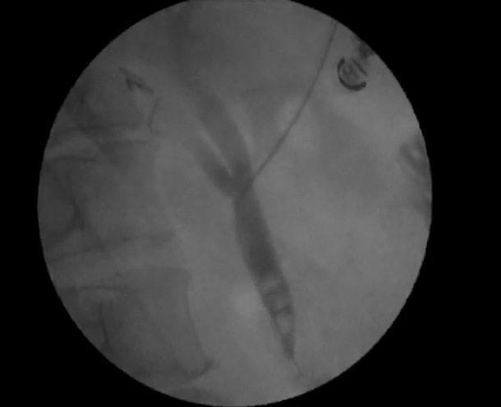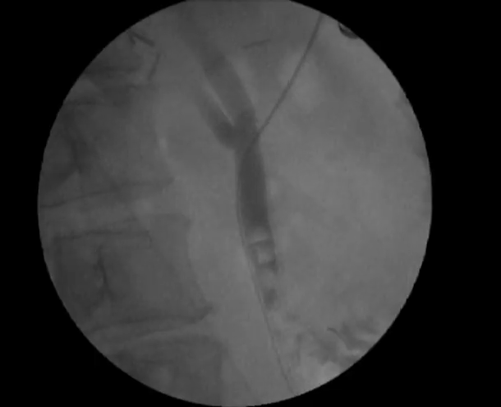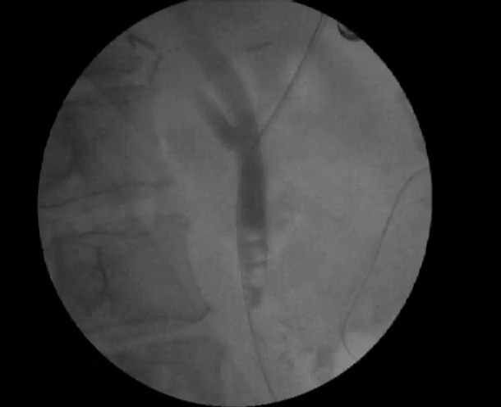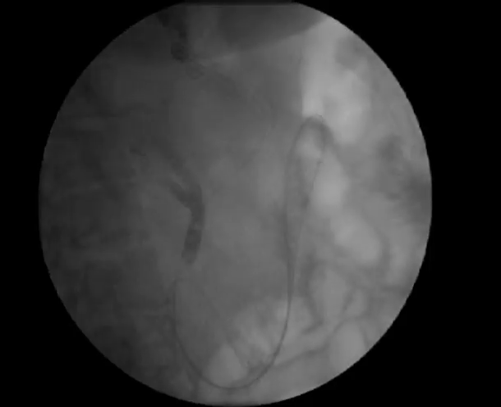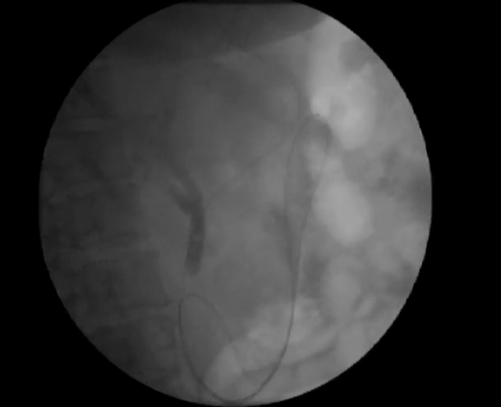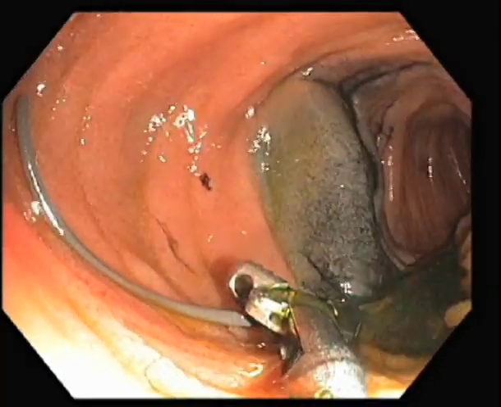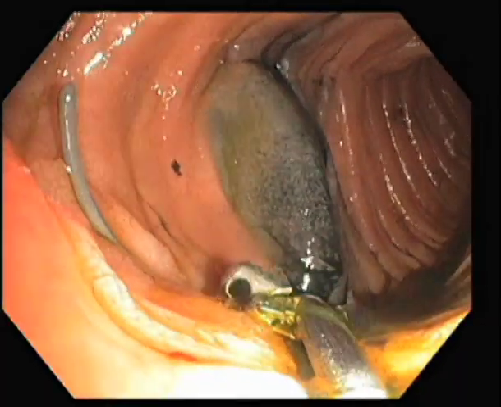In this third case, even though a wire was successfully advanced into the duodenum, tract dilation to allow advancement of the balloon catheter was not achieved. Enteroscopy was then performed and stone removal accomplished with a rendezvous maneuver.